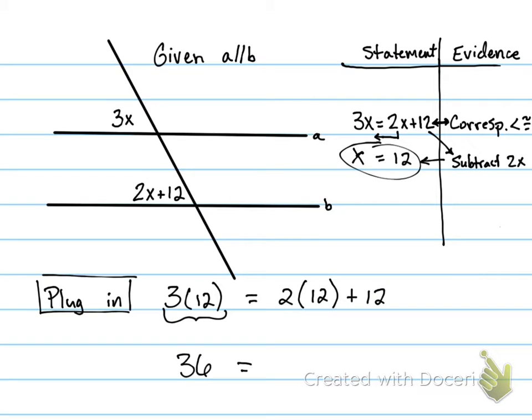All right, 2 times 12? What do you think? 24 plus 12. And 24 plus 12 is 36. So I get 36 equals 36. Boom, that thing checks out. We're good to go. All right.